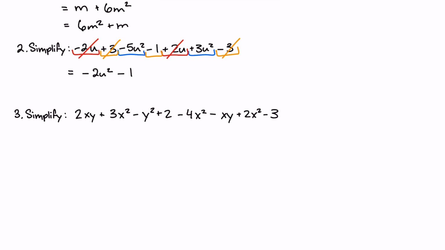And for our third question, I'm not going to read it all out, but we're going to gather our like terms. So in red, I'm going to grab our x squared.